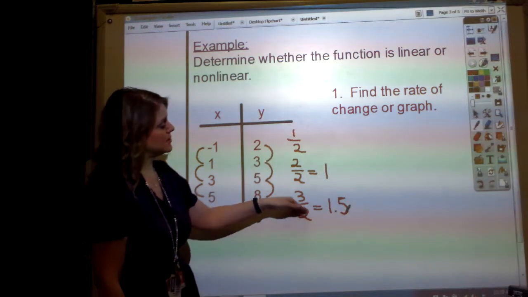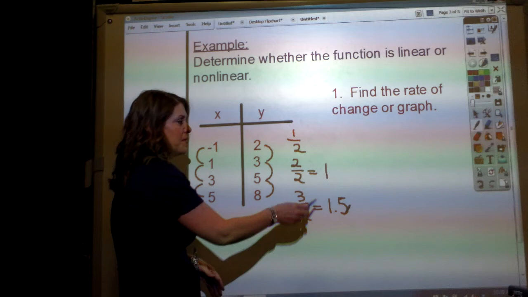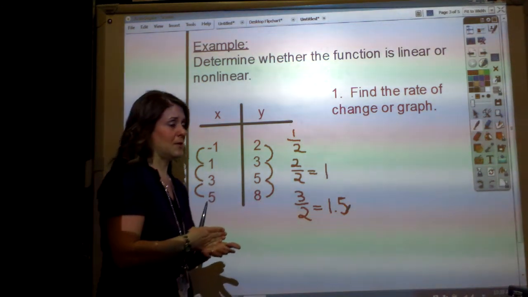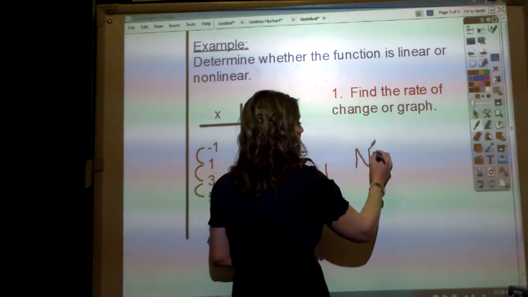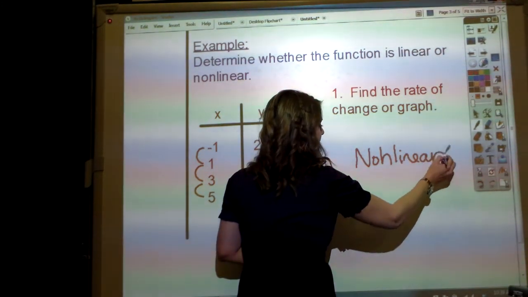So it looks like it's increasing as our ordered pairs are going down in the table. This is an example where it does not have a constant rate of change. So this is a nonlinear function.